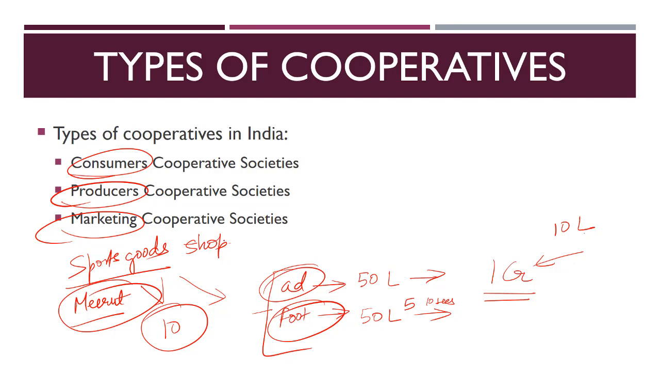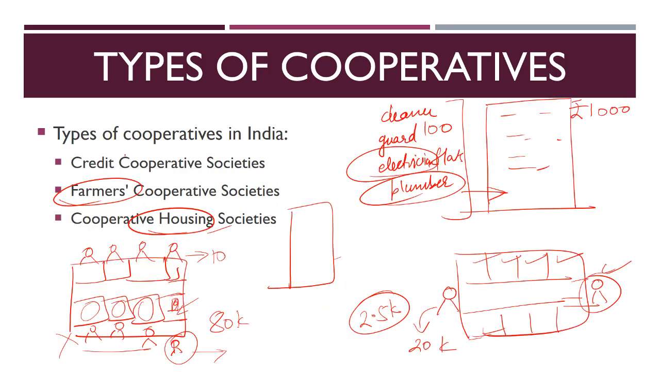So this is what marketing cooperative societies do. They pool in resources, they pool in their products, and then they market them at a fractional cost to each one of their members. Similarly, there are credit cooperative societies.